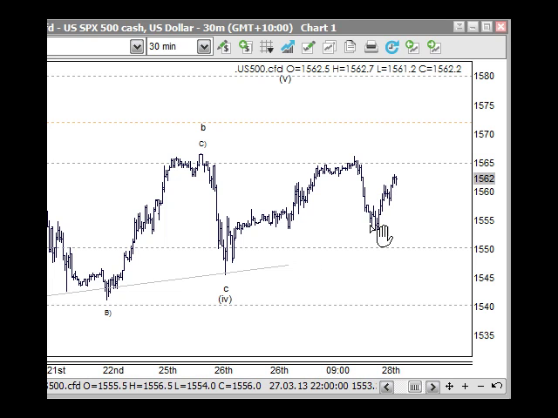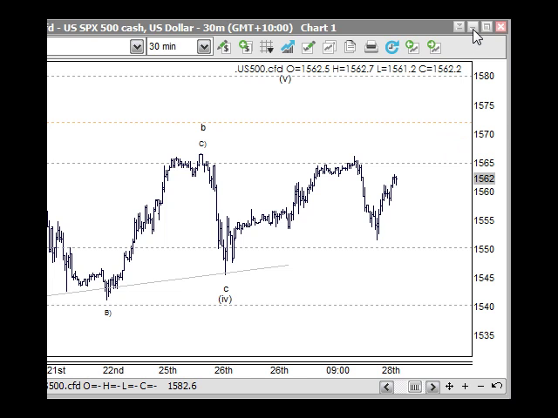Like I mentioned, this whole correction can be counted in many ways, and one of them is this here. From here, this can be counted as a wave 1 to the upside, then an A, a B and a C wave here, and then moving up for wave 1 here, and moving back for wave 2 here, and then moving up through here further. So it is getting there.